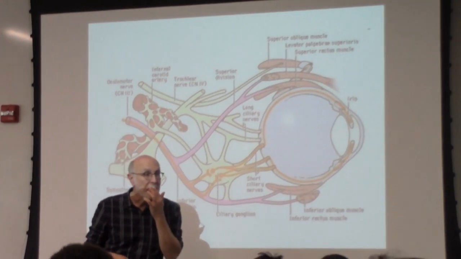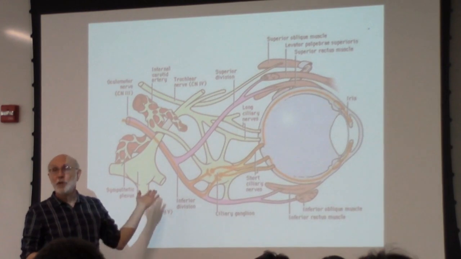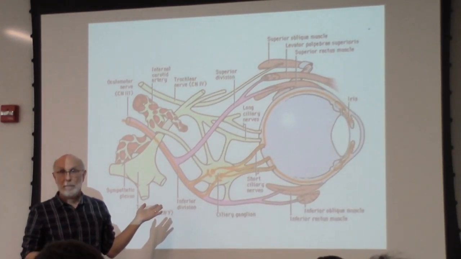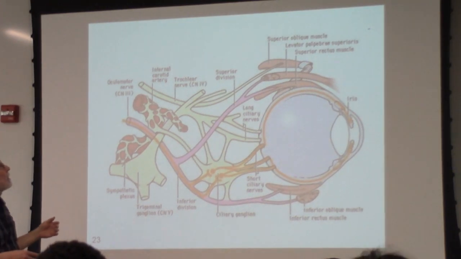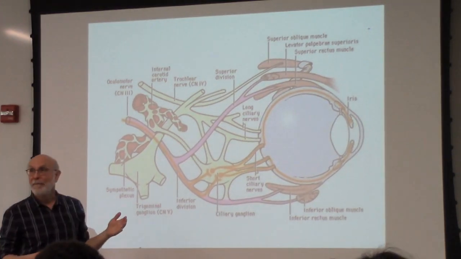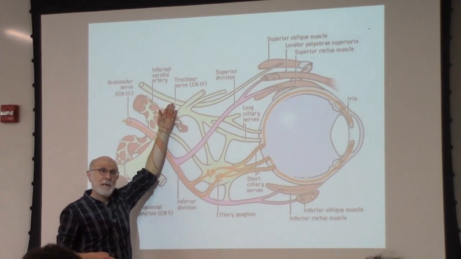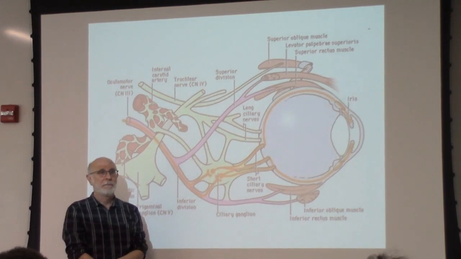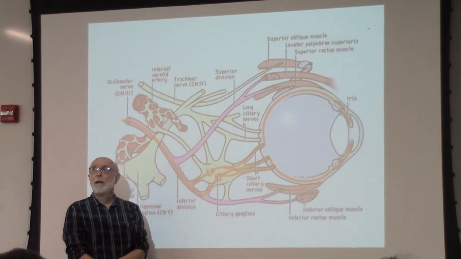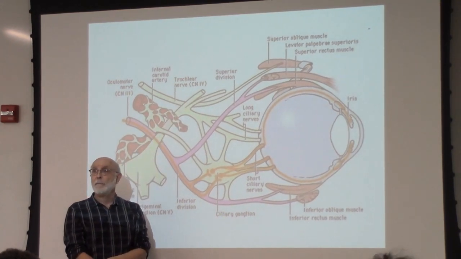Did I give you this one? No. The abducens nerve. Okay? Let's start with a simple one. The trochlear nerve innervates the superior oblique, period. The trochlear nerve innervates the superior oblique muscle.